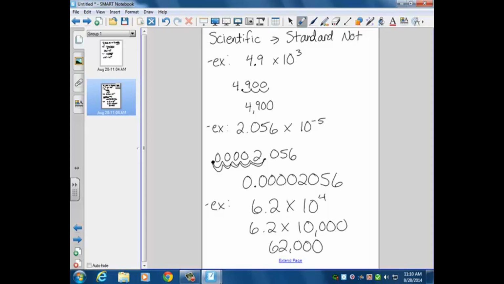Notice, just like when we do our decimal moving 1, 2, 3, 4, I'd have to fill in 3 zeros. I'm going to erase that so it doesn't look so messy, but you can see the idea. When we multiply by 10 to some power, it's like multiplying by 10, 100, 1,000, 10,000, 100,000, a million, and so forth. Or with the negative, it's like multiplying by 0.1, 0.01, 0.001, which is 1/10, 1/100th, 1/1,000th.